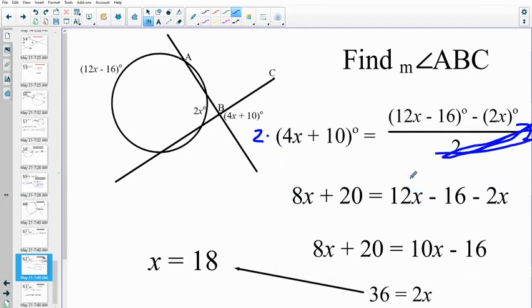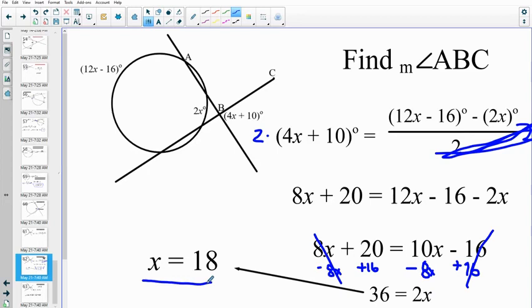Combine some like terms. 12x minus 2x is 10x. And then I suppose we are going to subtract 8x from both sides of the equation to get rid of the 8x. And then to get rid of the 16, I will add 16 to both sides of the equation. So 8x minus 8x goes away. Minus 16 plus 16 goes away, and I've got 36 equals 2x. And then divide both sides by 2 to get x equal 18.